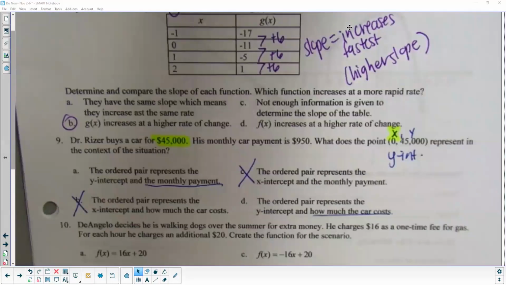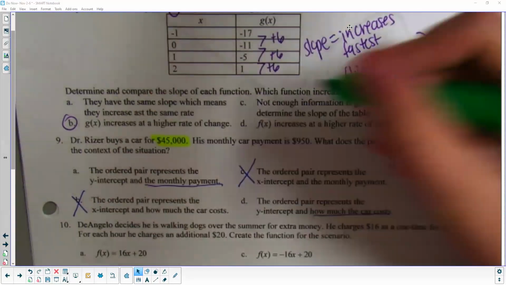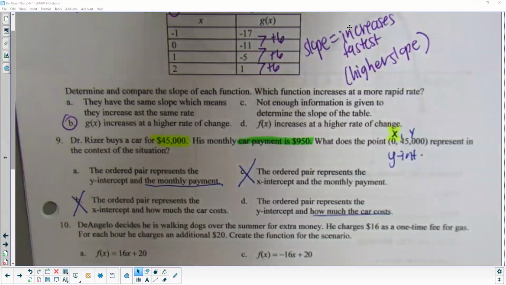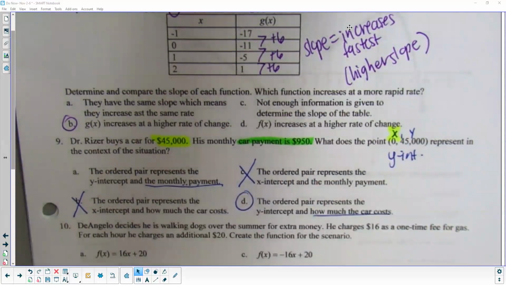Now, if you go back to the question, it says he buys a car for $45,000, but his car payment is $950. So $950 would be the payment. So that means D is my correct answer.